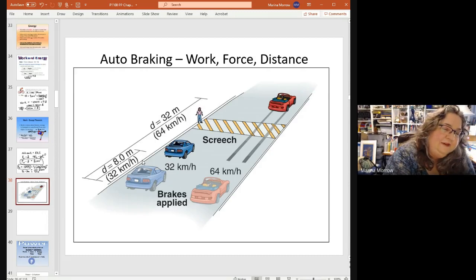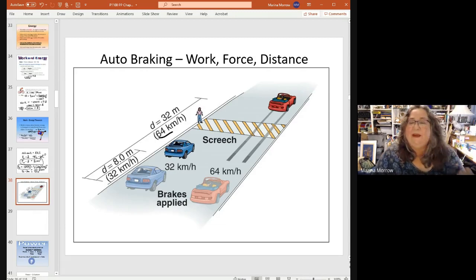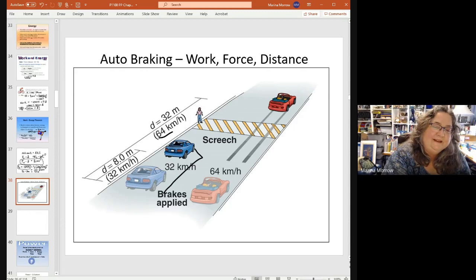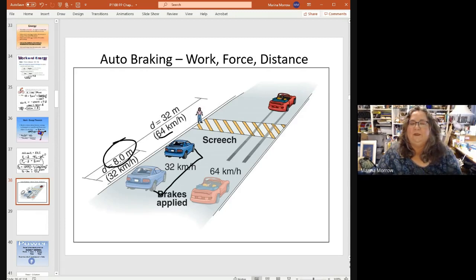Yeah, that's about 20 miles per hour. Let's see. Versus one at 64 kilometers per hour. So the speed is doubled, which means the energy is 4 times as much. So what happens is that the stopping distance for this car is only 8 meters for the blue car.